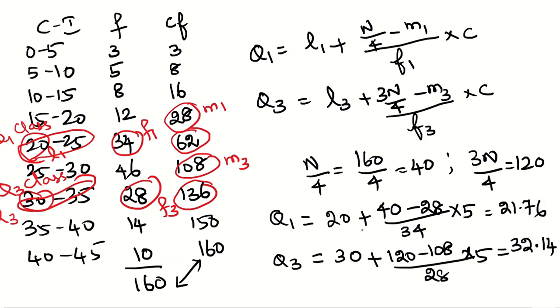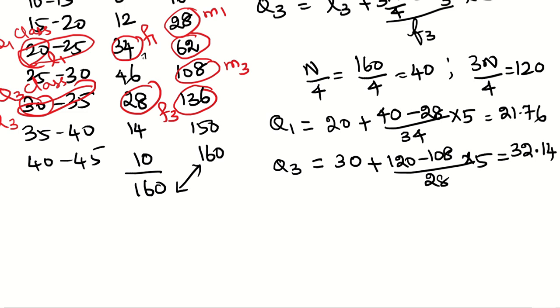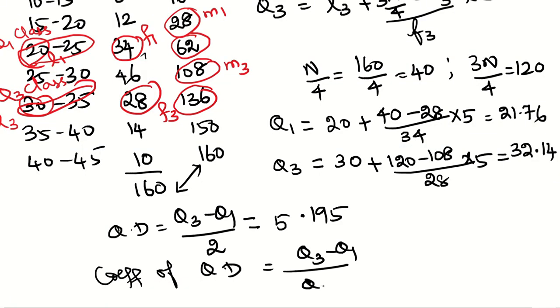So now the quartile deviation value is given by Q3 minus Q1 divided by 2. That is 32.14 minus 21.76 divided by 2. The value comes as 5.195. So this is the quartile deviation value, and the coefficient of quartile deviation is given by the formula Q3 minus Q1 divided by Q3 plus Q1. It provides us 0.242.